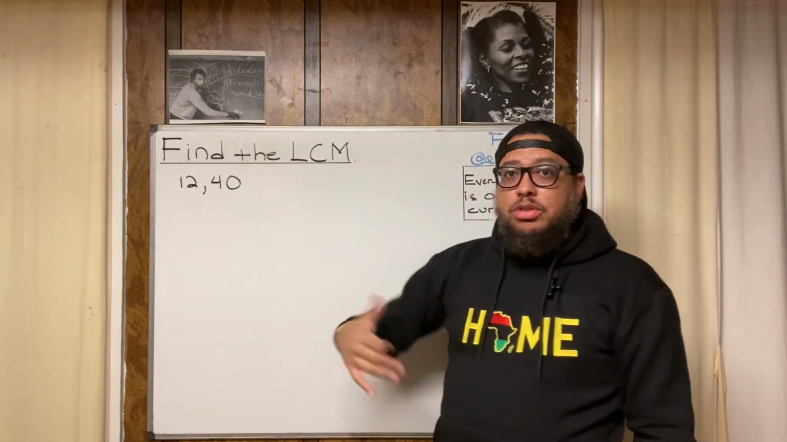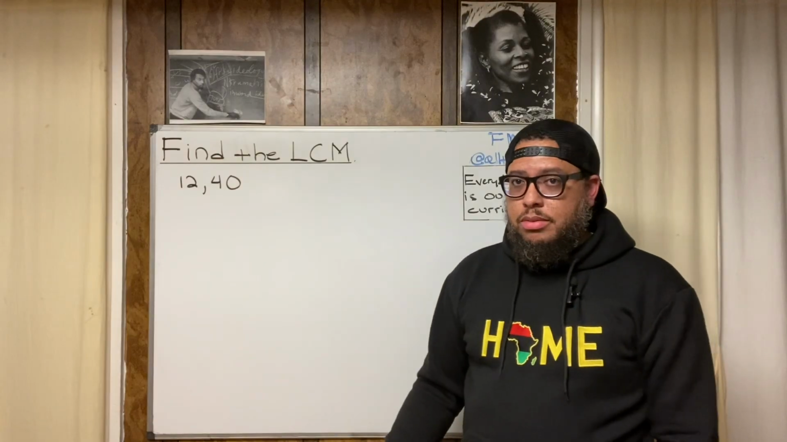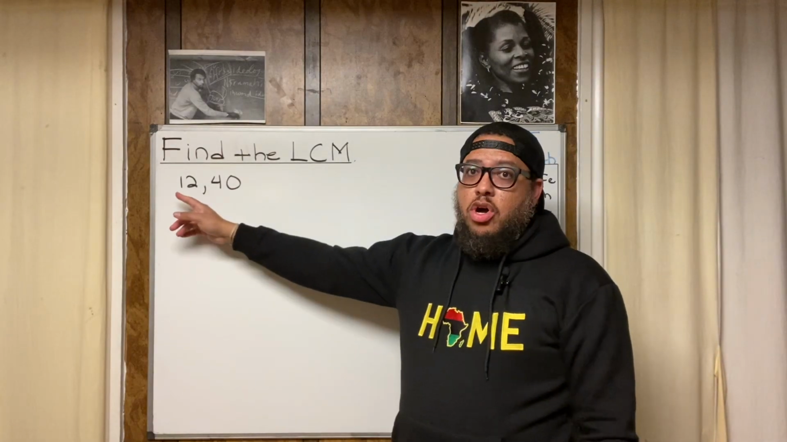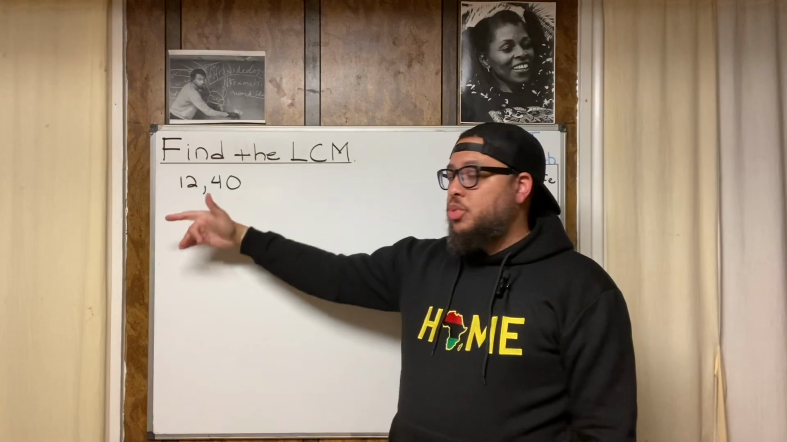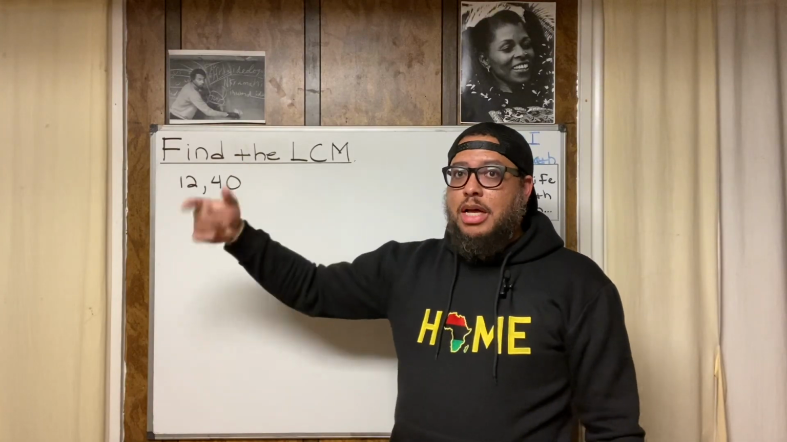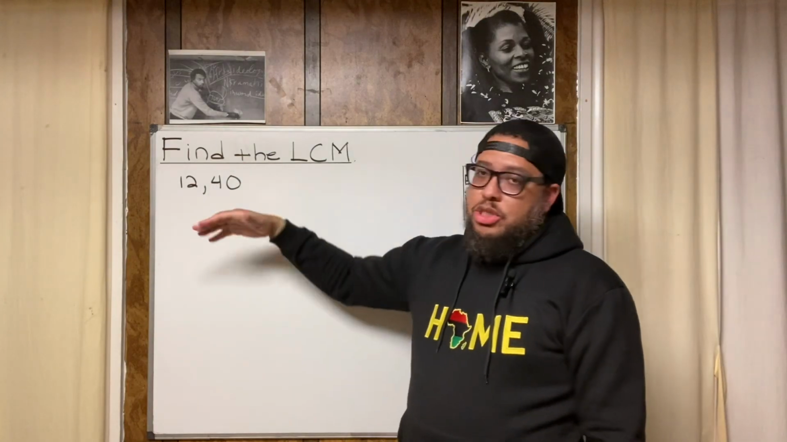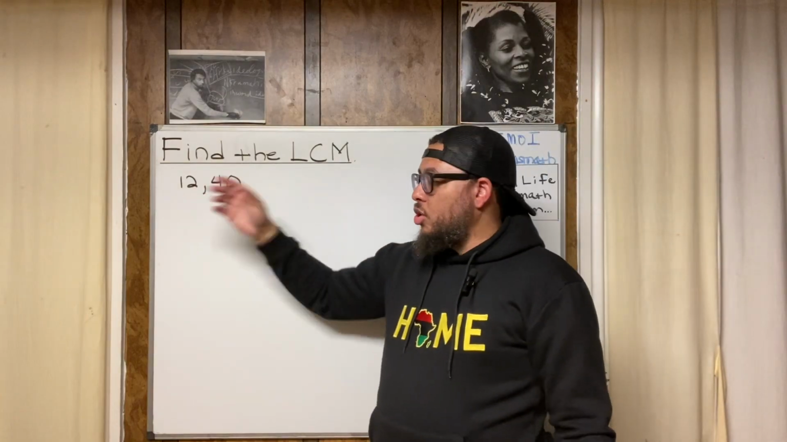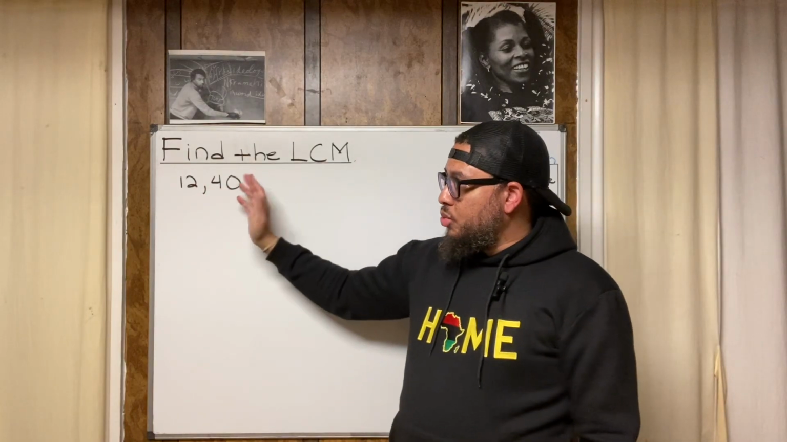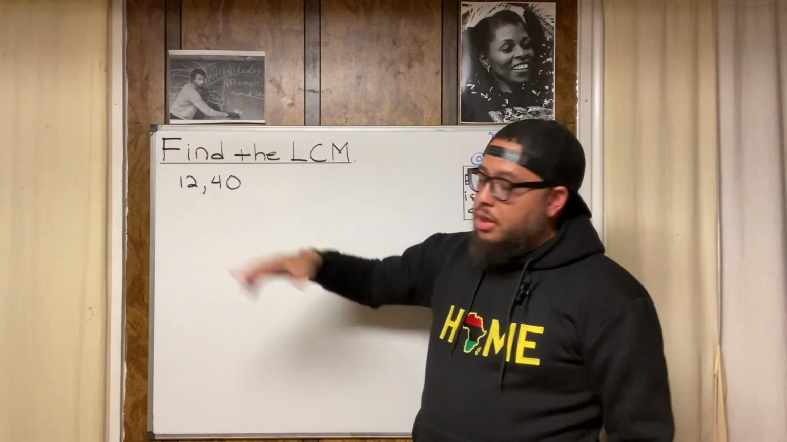Then I would do 40 times 3. That would give me 120, right? I know that 12 is also a factor of 120. So 120 is a multiple of 12 because 12 times 10 is 120. So if I was just eyeballing it, that would be cool. I could do that, right? But there's other ways to do this.